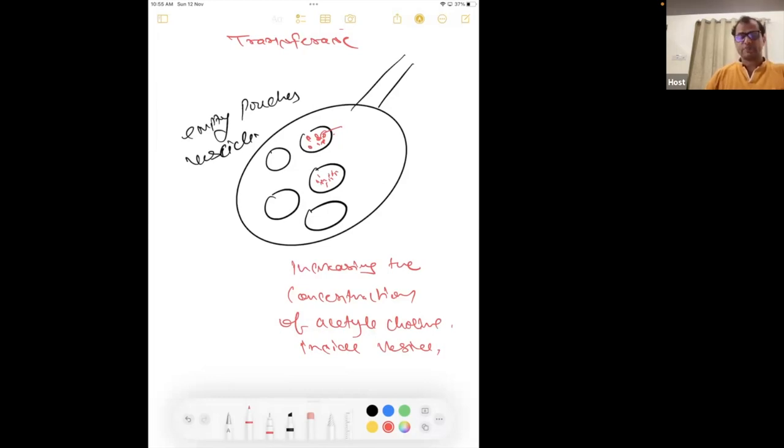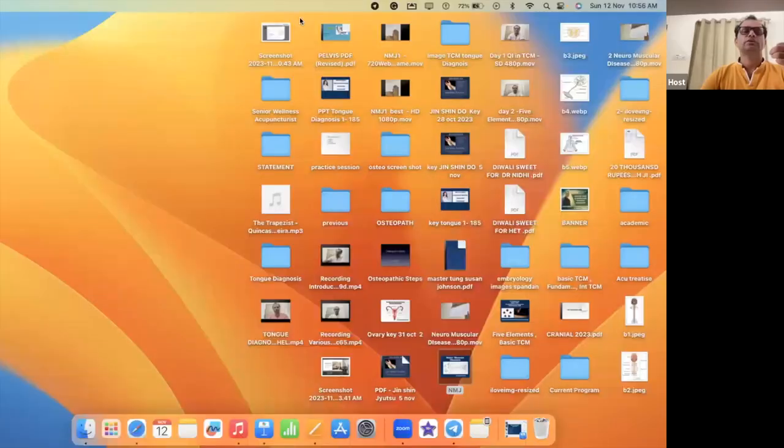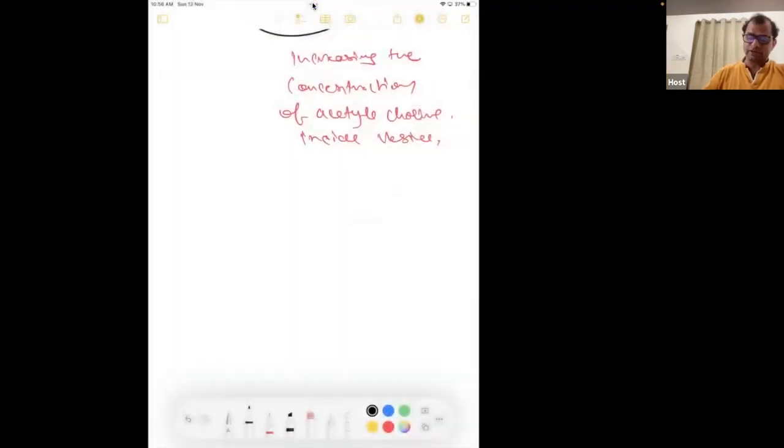In this way, further reaction will happen. Is it understood by everyone? Clear? Okay. So now we have to understand a few more things which are happening inside the nerve endings.